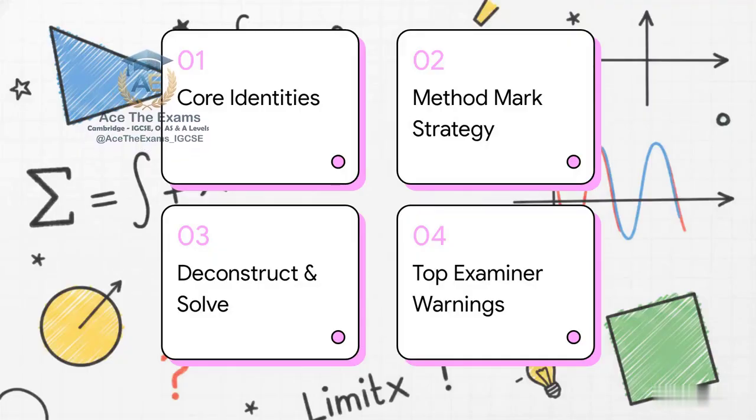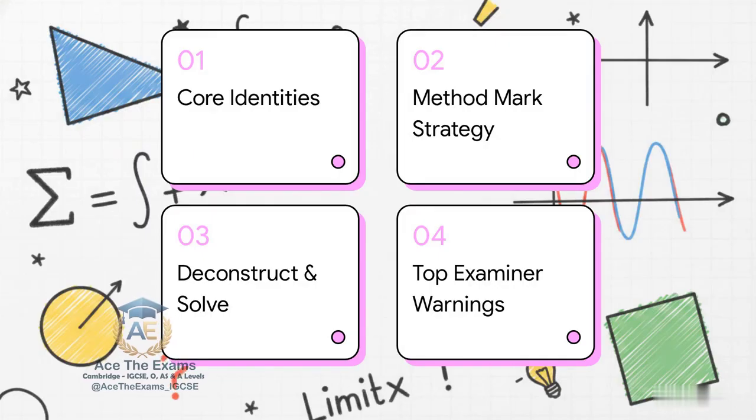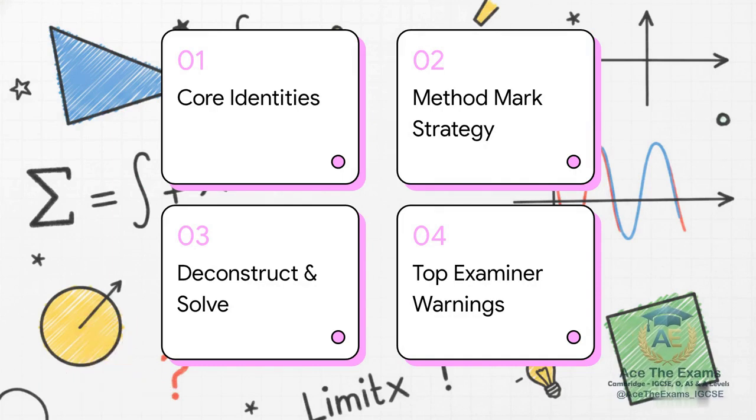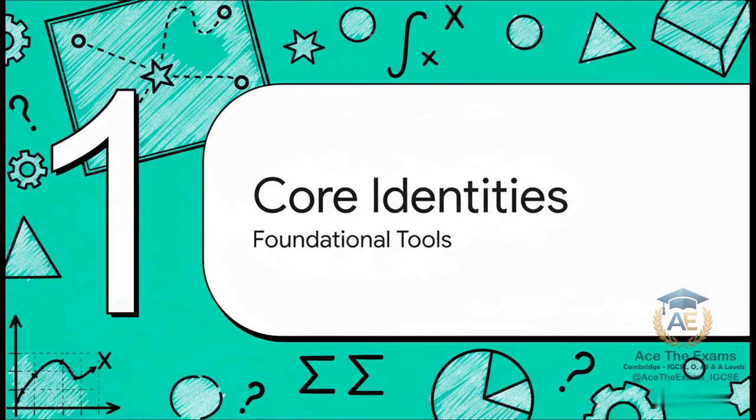Here's the agenda, our route map for mastering this section. 1. Core trigonometric identities. 2. The method mark strategy. 3. The deconstruct, solve, evaluate loop. And 4, top examiner warnings. Let's get moving. Section 1, Core Trigonometric Identities.